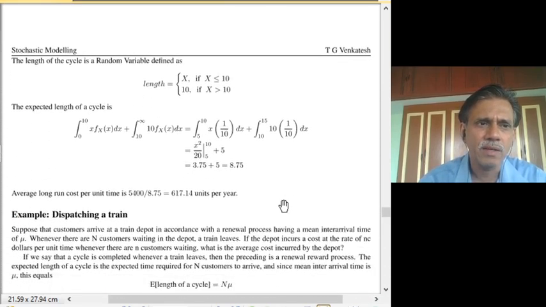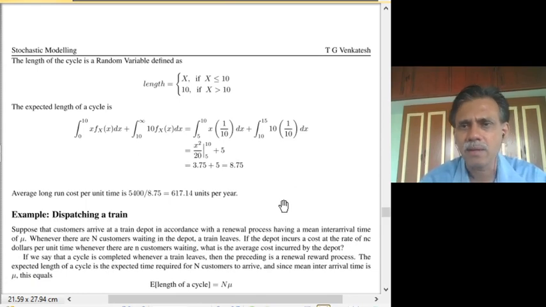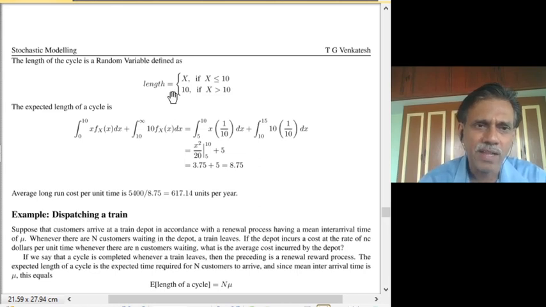So what is the length of the cycle? That is again a random variable. So the length will be X, the time at which failure happens, if failure happens before 10 years, and it is just 10 when the lifetime exceeds 10. So you can find the expected duration of the length. It is the integral from 0 to 10 of x into fX of x dx, plus 10 when X exceeds 10, which can be found by integrating from 10 to infinity 10 into fX of x dx.